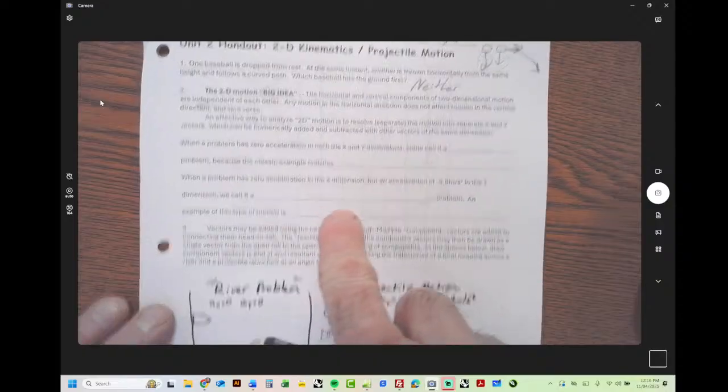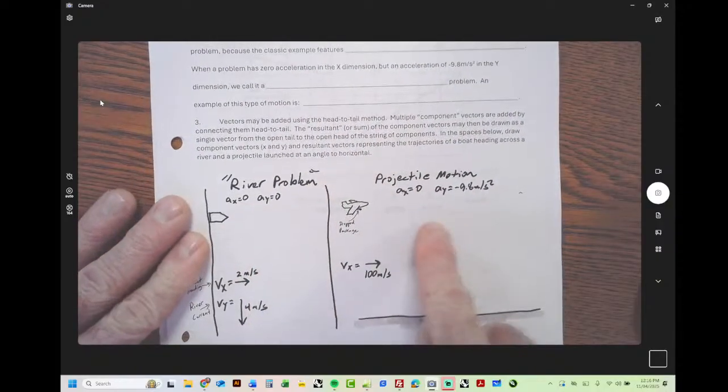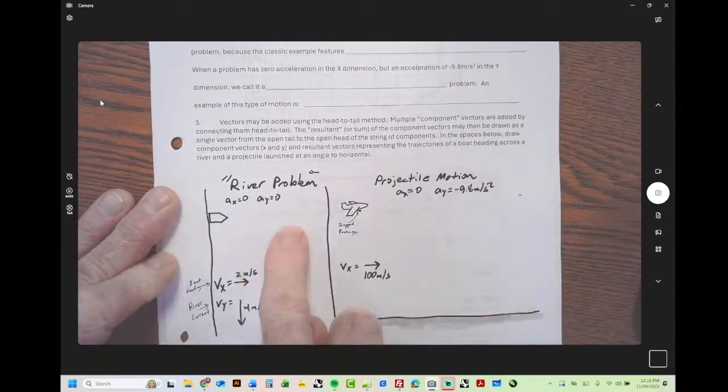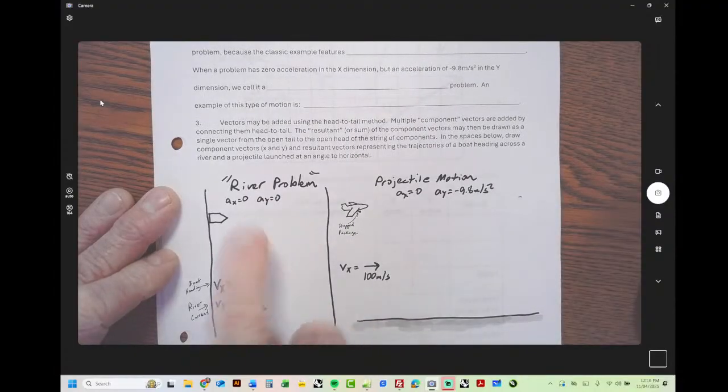There are two kinds of problems. There's a river problem and a projectile motion problem. In past years, we've done a lot of these. We're maybe not going to do any of those, maybe just a little bit.